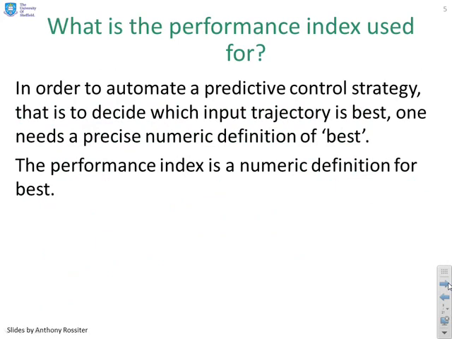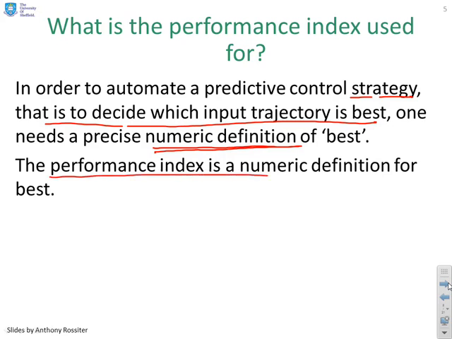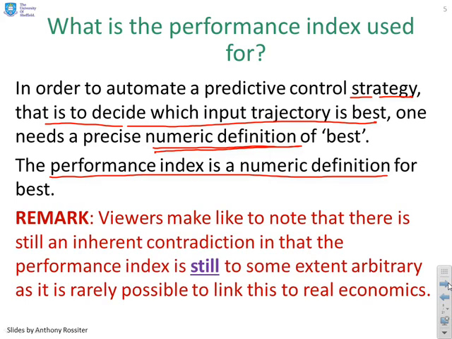So what's the performance index used for in predictive control? Basically, it's how you go from a concept to an actual strategy. It's how you decide which input trajectory is best. Your performance index gives you a numeric number that allows you to compare different strategies, and therefore you can choose the one that you think is best. So there we go, the performance index is a numeric definition for best.